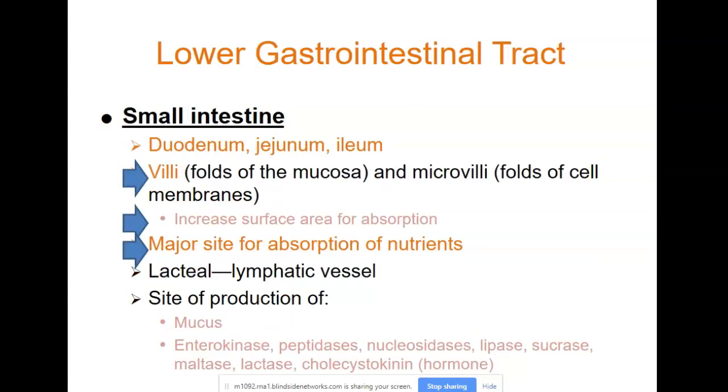So moving on, we'll talk about your small intestine. It's divided into 3 regions. The duodenum, I know it's spelled duodenum. It is pronounced duodenum.